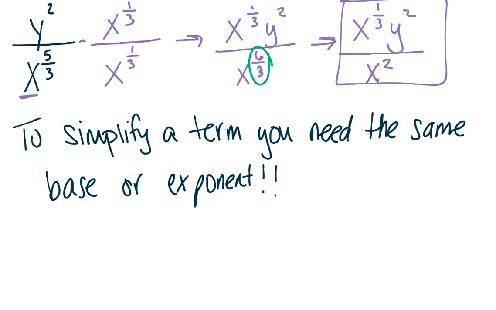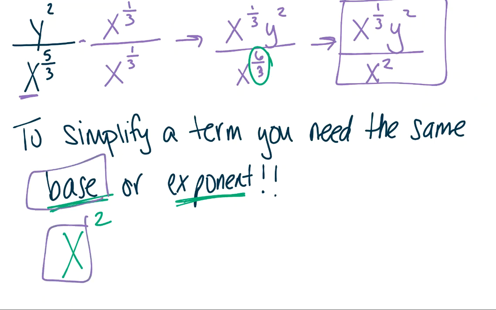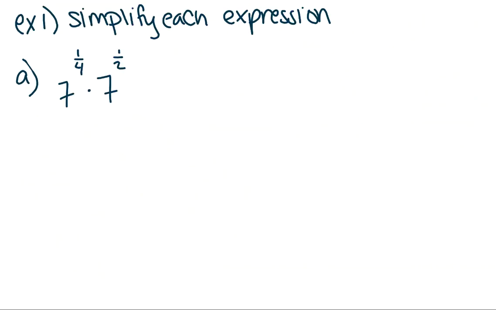Okay, so before we go ahead and find some real examples, let me just tell you this. In order to simplify a term, you need the same base or exponent. They don't have to be both, so same base. That's going to be like your x, your y, your 2, your 3, the big number. This is the base, and then the exponent is this piece. So base or exponent, not both. All right, let's get ready to get started.